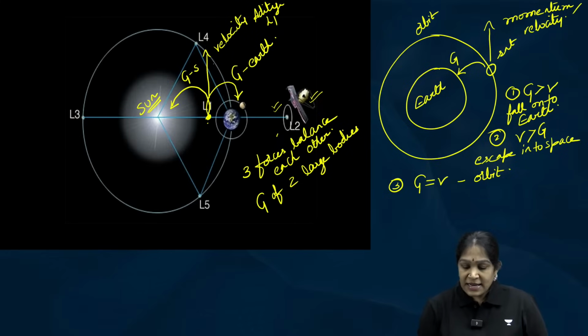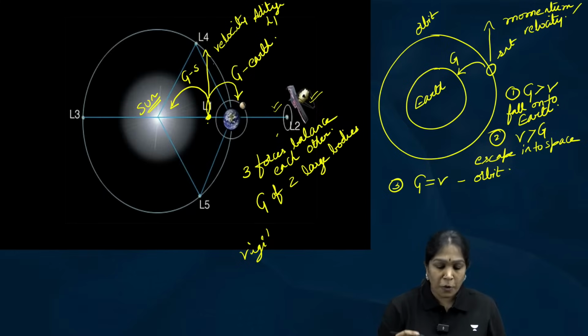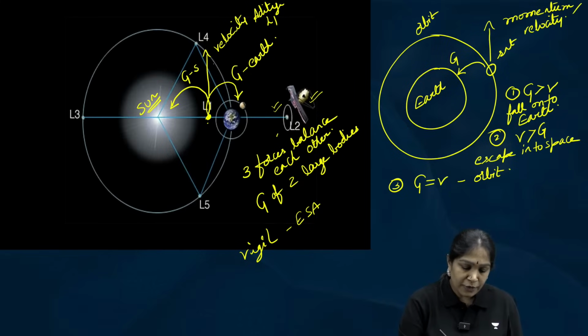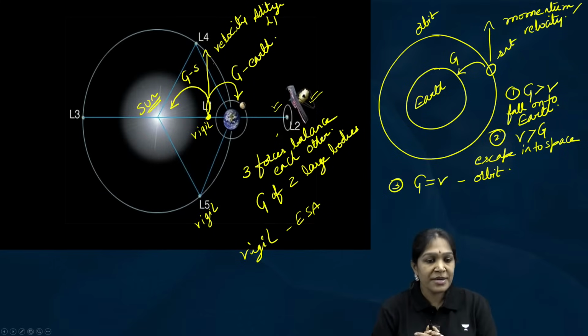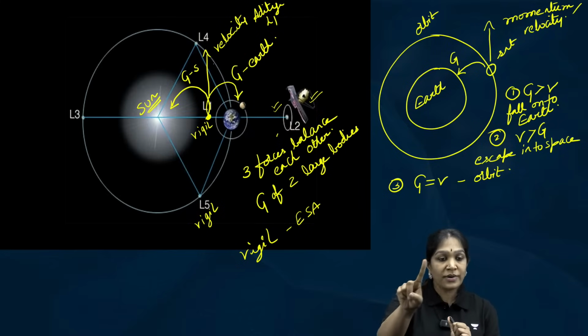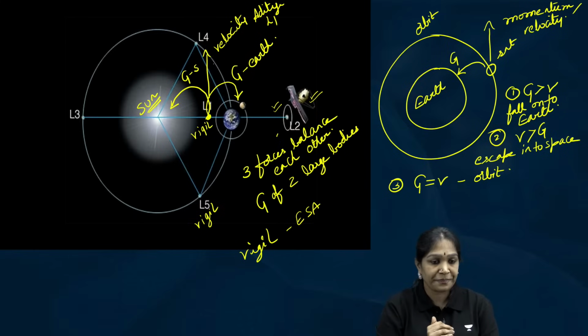Okay, then there is another mission called the Vigil mission. Did you hear about it? By the European Space Agency? The Vigil mission is located here and also here. Is it clear? Everybody tell me, the Vigil mission is located at 2 Lagrange points, not only L5. What are they? L1 and L5.